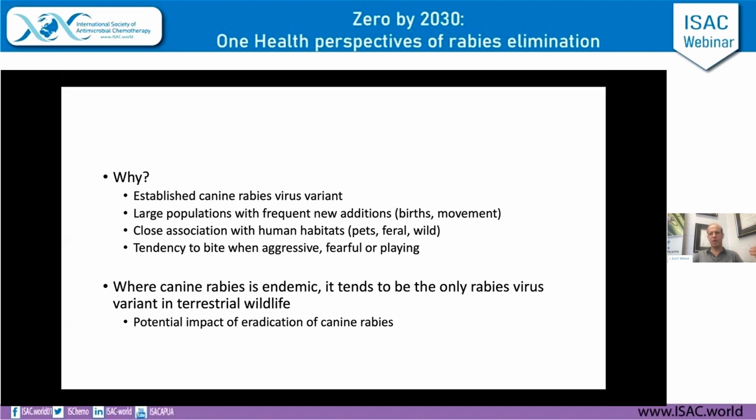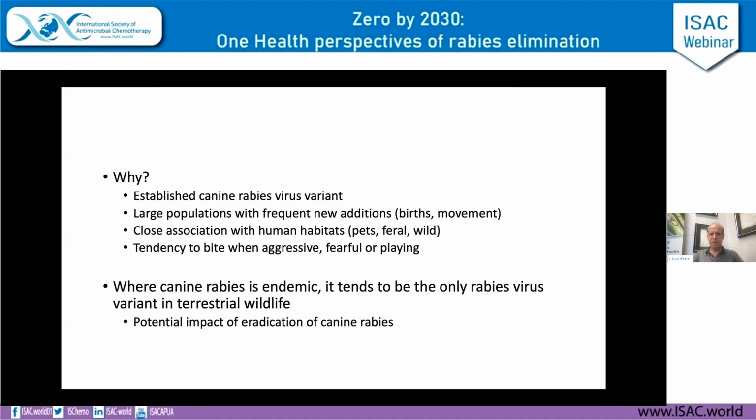And that's not just when they have furious rabies. It can be when they're aggressive. It can be when they're fearful. It can also just be when they're playing. And part of this is kids, right? I mentioned the burden on children. Children like to interact with animals. Dogs tend to be a species we interact with a lot. And there can be bites from a variety of different circumstances.